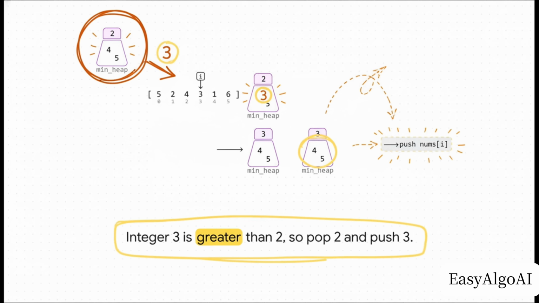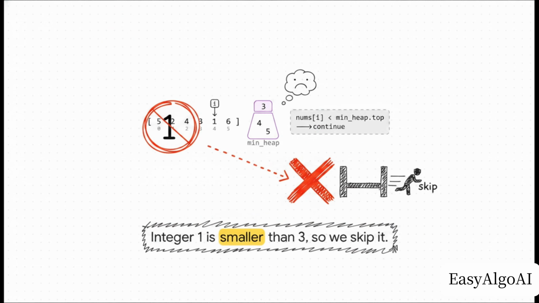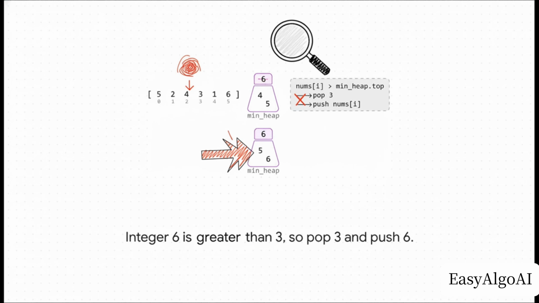Okay, let's slow down for a second here, because I really want us to grasp why this next step is just so powerful. The next integer in line is 1. We check our heap's current minimum, which is now 3. Because 1 is strictly smaller than 3, we just completely reject it. We know for an absolute fact that it cannot possibly be in the top 3 largest integers of the entire array. So we literally just skip it and move on. No wasted processing whatsoever. Finally, we arrive at the very last integer in our array, which is a 6.